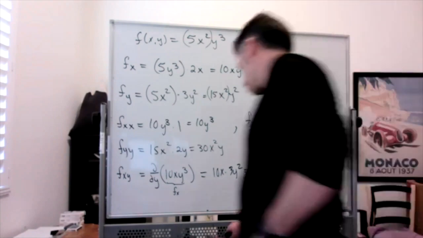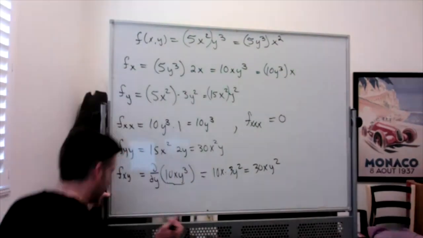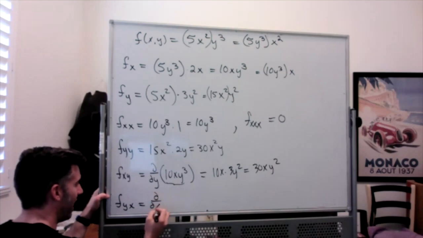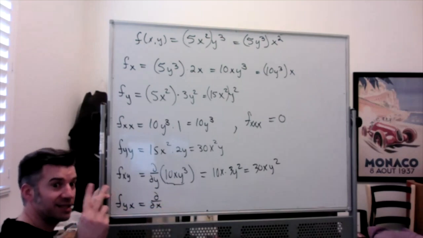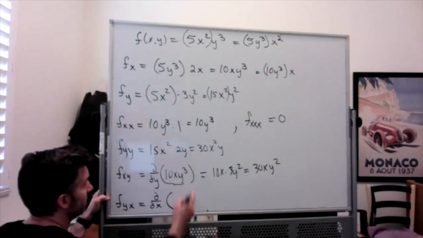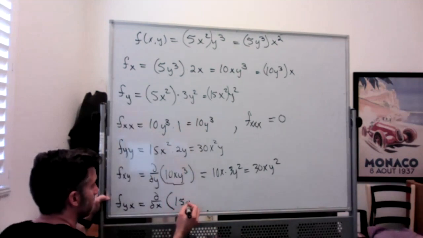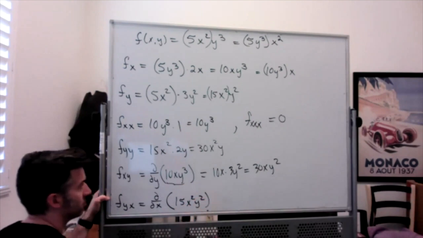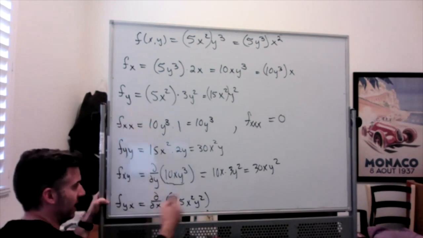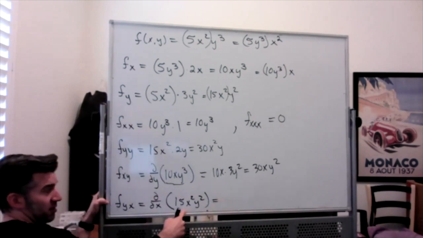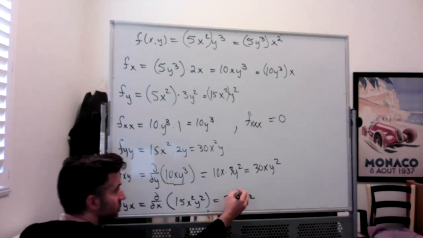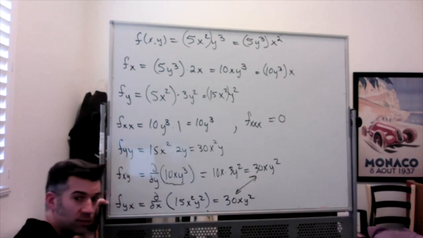I think I can squeeze in fyx, which should be the same. So fyx is going to be del x, right? So we're doing the derivative with respect to x second of fy, which is 15x squared y squared. All right, we're differentiating that with respect to x. We did y first, we're doing x second. The derivative with respect to x is going to be 30xy squared. And to no one's surprise, those are the same, which they should be.